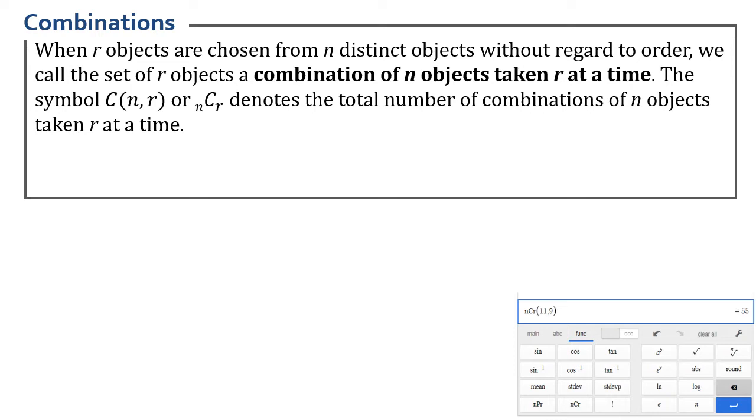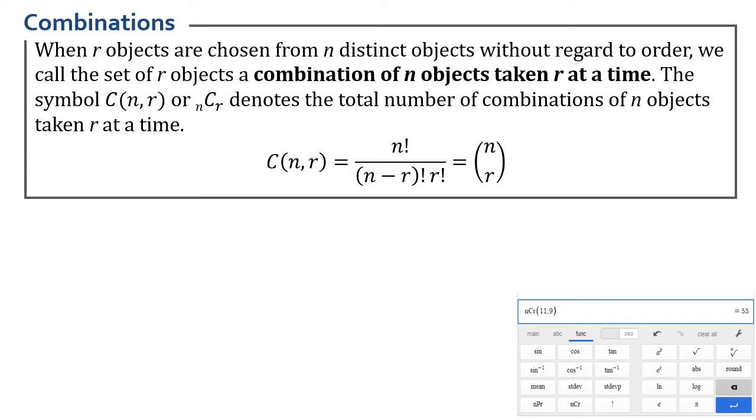So let's define that. When our objects are chosen from n distinct objects without regard to order, we call the set of r objects a combination of n objects taken r at a time. This symbol, capital C parentheses n comma r, or n subscript capital C subscript r, denotes the number of combinations of n objects taken r at a time. The formal formula for this is n factorial over the quantity n minus r factorial times r factorial.